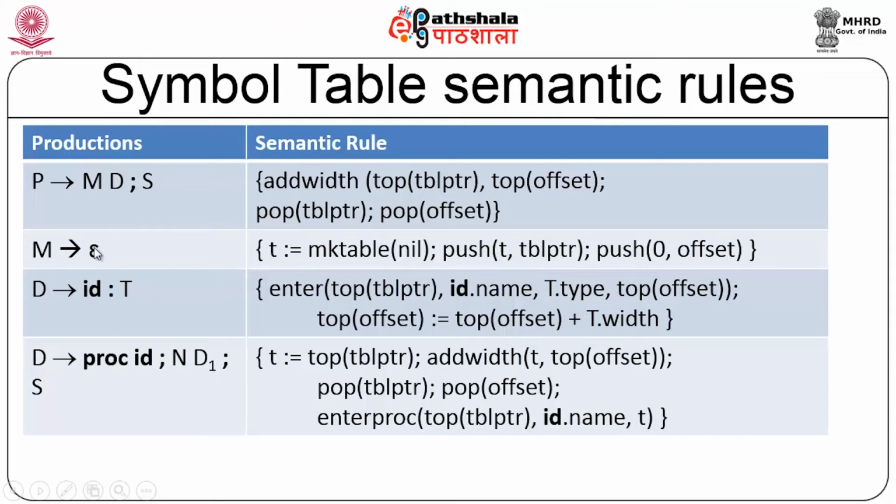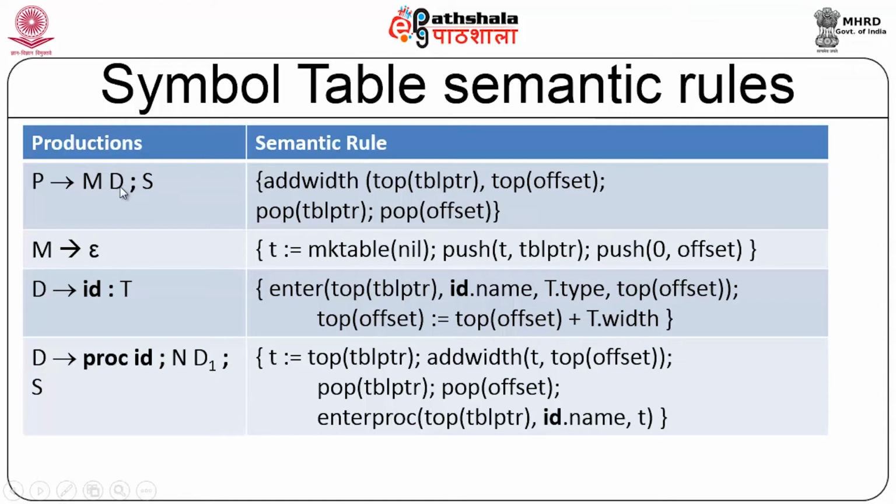Now, after M is done, I will look at D semicolon S. I will encounter D semicolon S. Now, what will this do? Add with top of table pointer, top of offset. After S is done, you will pop table pointer and pop offset. So, the semantic rule corresponds to what happens as and when I encounter each symbol.